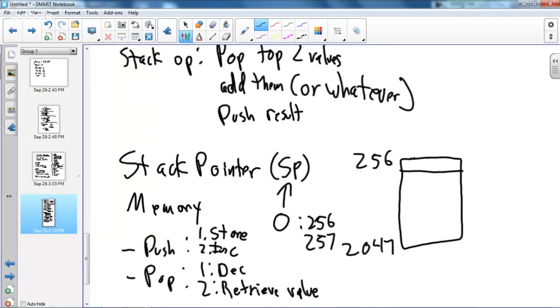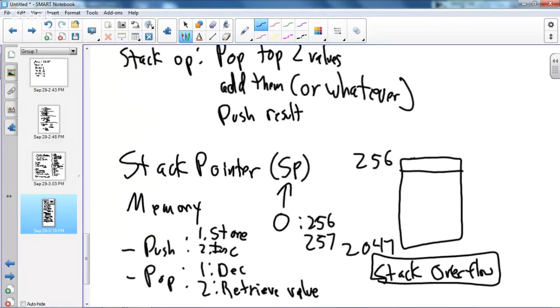So, in terms of the assembly, that's ultimately how you're going to implement it. Now, I've wondered what happens if you go past 2047. And that, of course, is stack overflow, which is very, very bad.